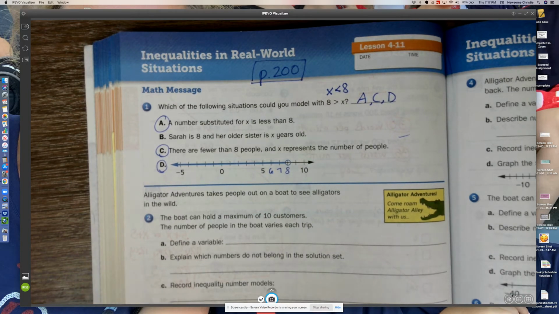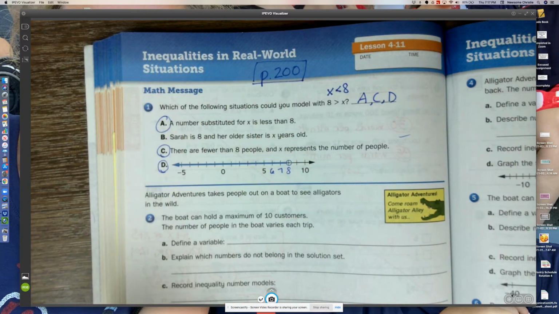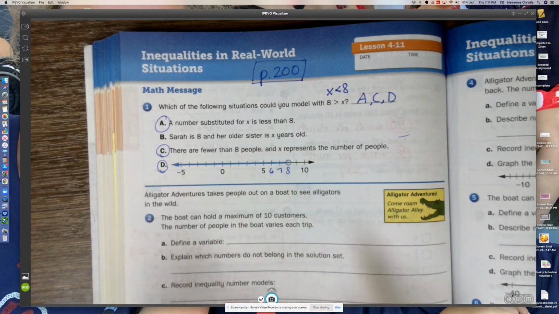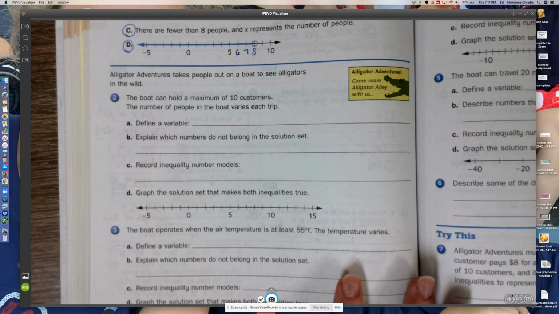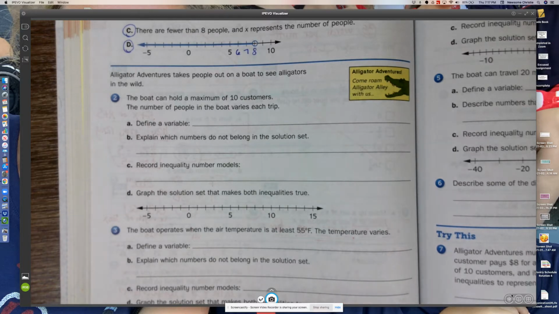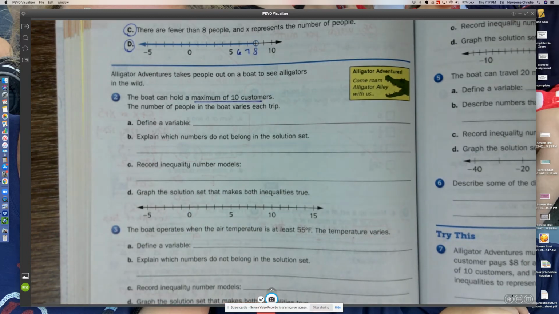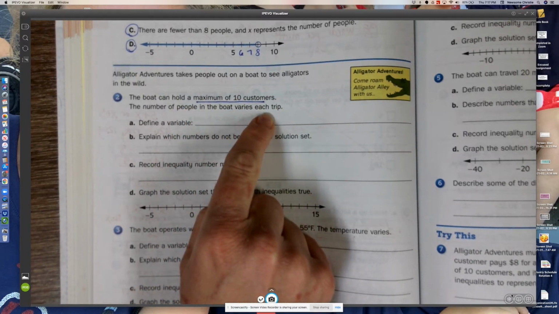The rest of today, we are going to look at inequalities in a real world situation. So we're going to be writing inequalities, graphing inequalities, and trying to think about these in a real world situation. Let's look at number 2. Alligator adventures take people out on a boat to see alligators in the wild. The boat can hold a maximum of 10 customers, right? So that's the most people they can fit on that boat is 10.